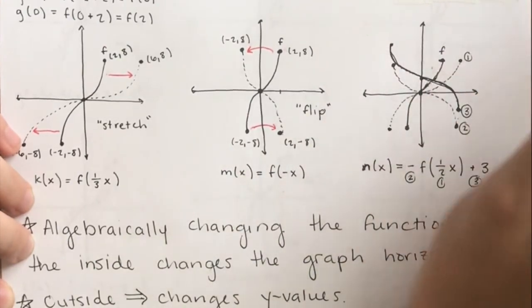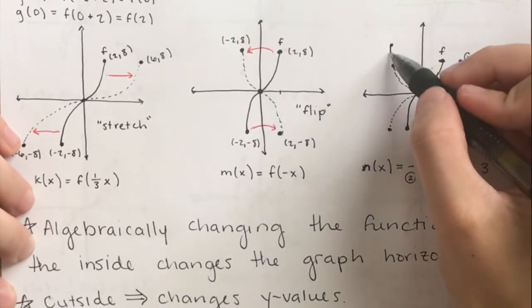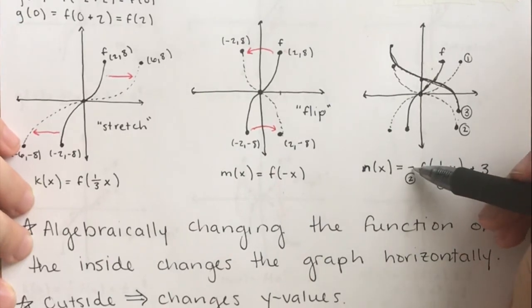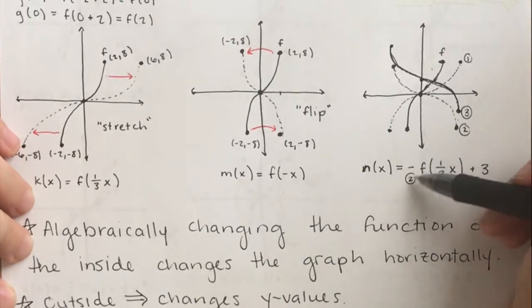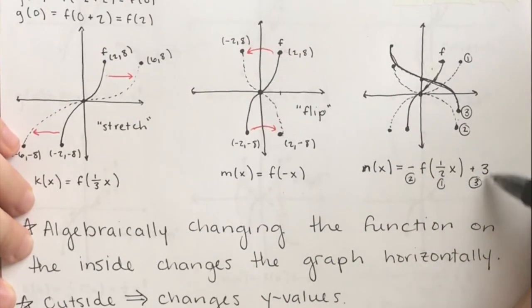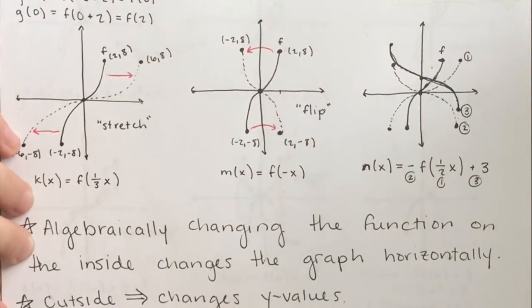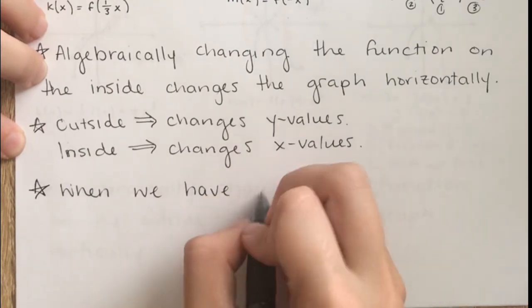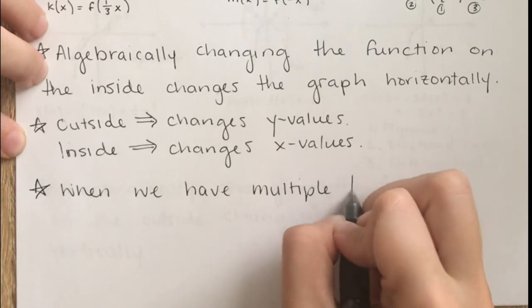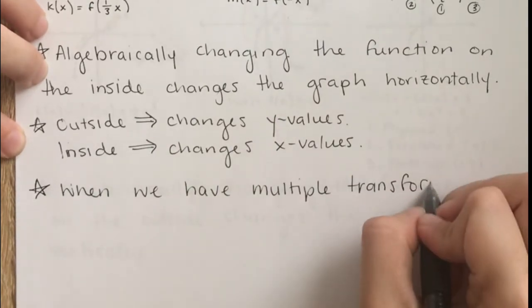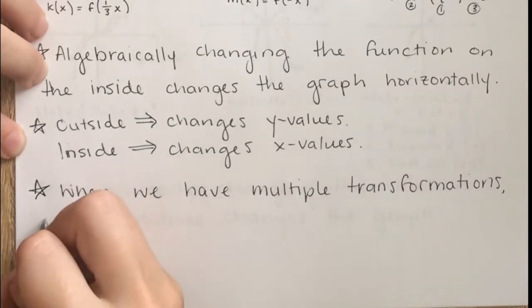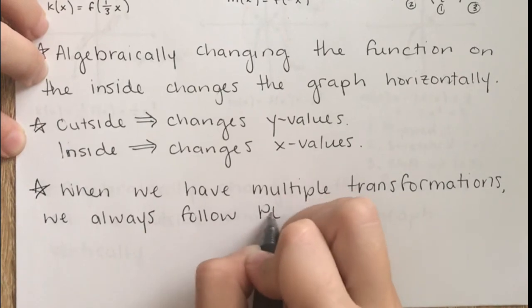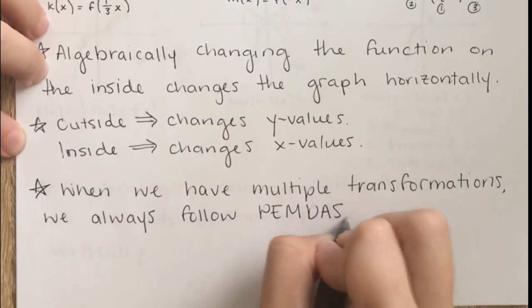I know this looks kind of messy, but hopefully it makes some sense. So this guy is our final answer. It has been horizontally stretched by 2. It's been flipped over the x-axis, right? It's been vertically flipped, and it's also been shifted up by 3. So let's make note here. When we have multiple transformations, we always follow the order of operations, or PEMDAS.